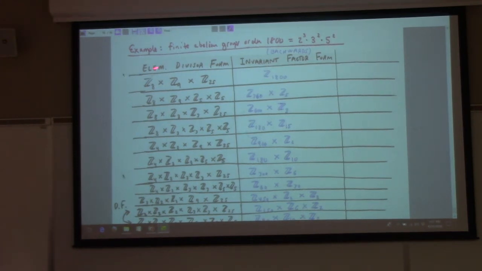Elementary divisor form, here's the elementary divisor form. So we have 8, 9, 25; 8, 9, 5, 5; 8, 3, 3, 25; 8, 3, 3, 5, 5; 4, 2, 9, 25; 4, 2, 9, 5, 5; 4, 2, 3, 3, 25; 4, 2, 3, 3, 5, 5; 2, 2, 2, 9, 25; 2, 2, 2, 3, 3, 25. I was supposed to write this one first.